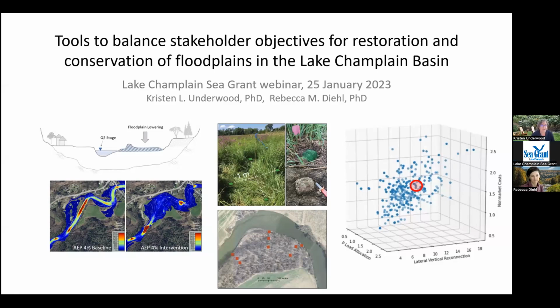Rebecca and I are here today to talk about tools that we've developed to balance stakeholder objectives for restoration and conservation of floodplains in the Lake Champlain Basin, and specifically in the Vermont portion of the basin.